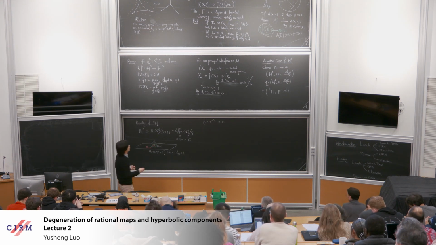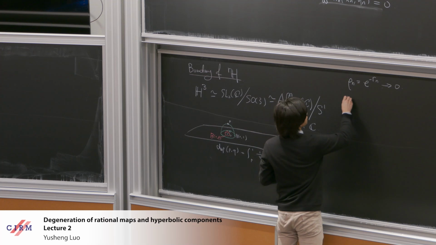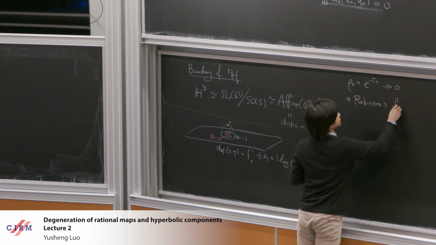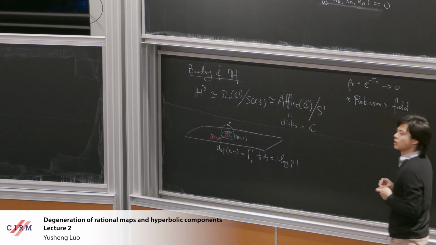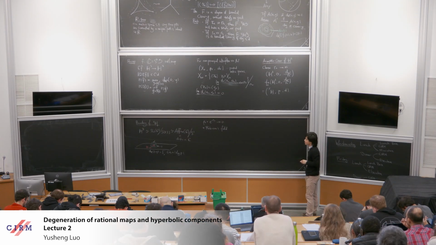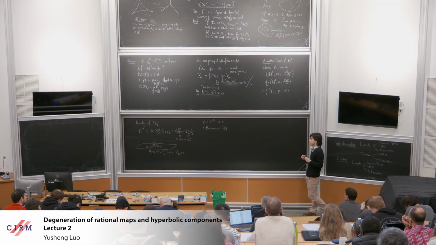Right? And this motivates the following definition called the Robinson's field. So these two metrics, is it a spherical metric? Your rho n is, let's take it as just the Euclidean metric for now.